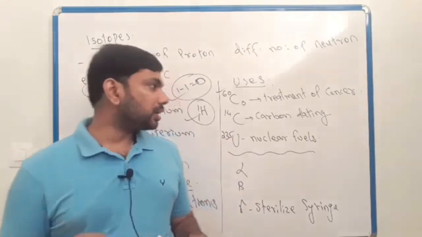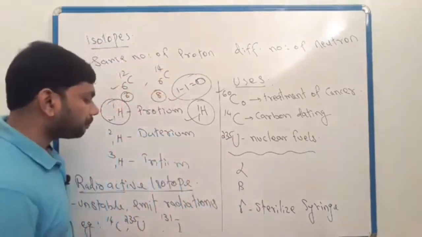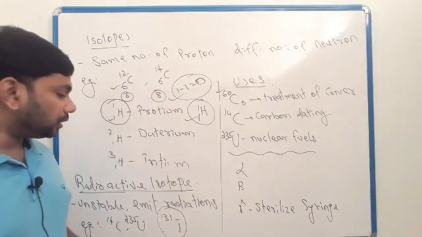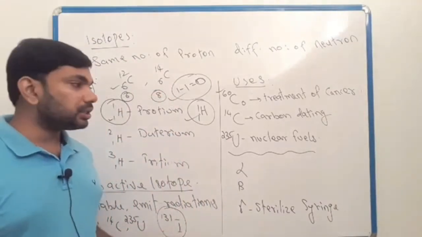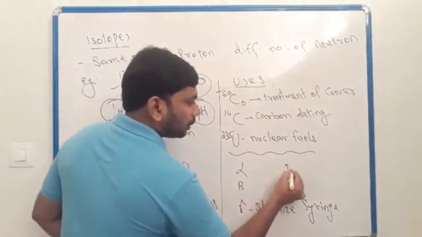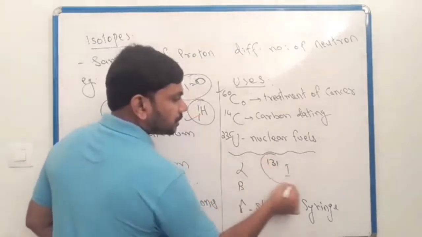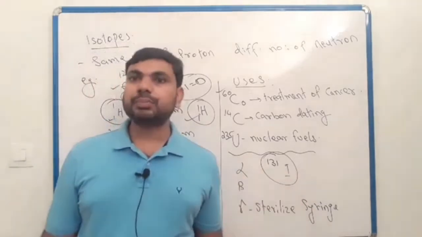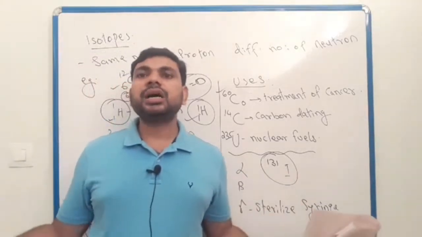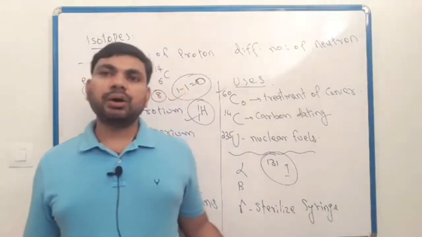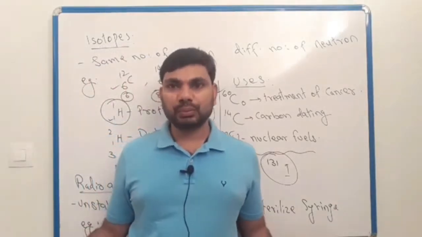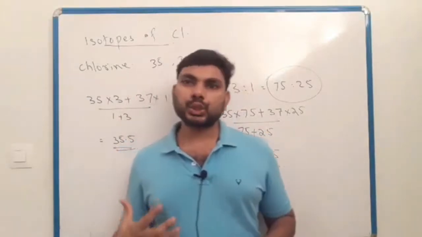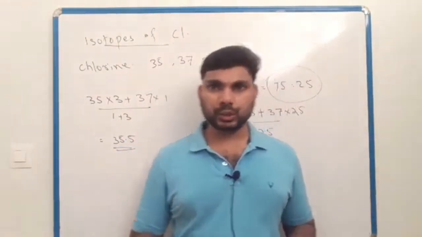Also another radioactive isotope, iodine 131. Iodine 131 is used for treatment of the thyroid gland. So these are the different uses of radioactive isotopes. Clear? Okay, we discussed isotopes and different uses of isotopes.